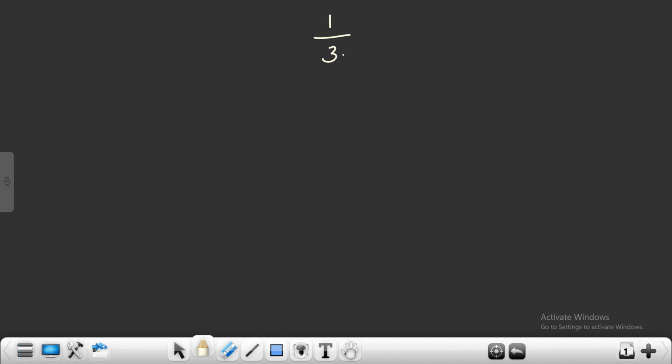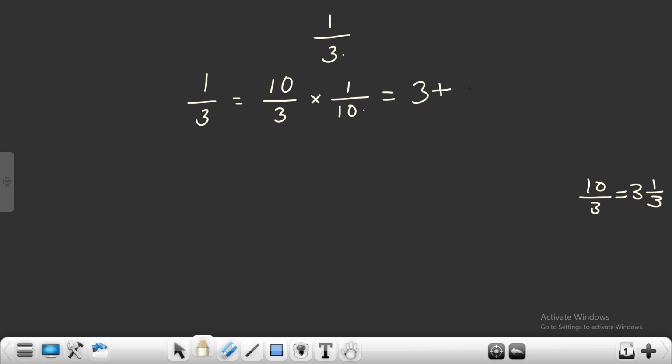But although no fraction with denominator a power of 10 is equal to 1 by 3, we can compute fractions of this type closer and closer to 1 by 3. For that, consider 1 by 3. Multiply and divide 1 by 3 by 10. Now 10 by 3 into 1 by 10. Convert 10 by 3 into mixed fraction. We know that 10 by 3 is equal to 3 1 by 3. So 3 plus 1 by 3 into 1 by 10.